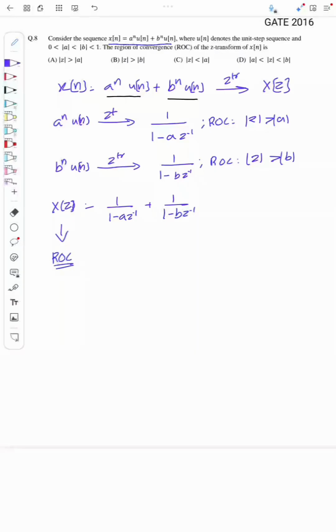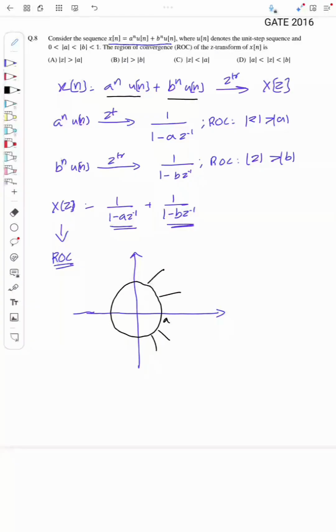So it is actually the intersection of ROC between this and this. So we'll just draw the ROC of these two terms, right? The ROC of the first term is mod z greater than a. If this is a circle of radius a, the region outside the circle is the ROC of the first term. Similarly, the second term's ROC is similar to this, the area outside the circle with radius b, right? But here, given b is greater than a.